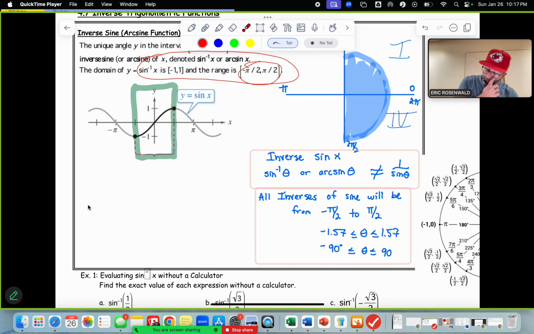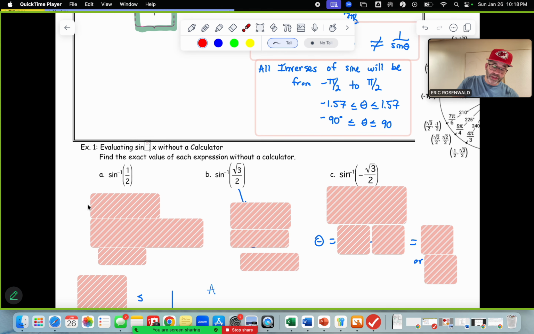The second thing is that when we're talking about all of the inverses, we said that all of your answers are going to exist from negative pi over 2 to positive pi over 2, which means decimal-wise, we're looking at negative 1.57 to positive 1.57. And if we're looking at angles, all of our angle answers should be from negative 90 to positive 90, okay? So that just means that if we have anything outside of those answers, we'll have to talk about coterminal angles, okay? So let's get started on some problems here.